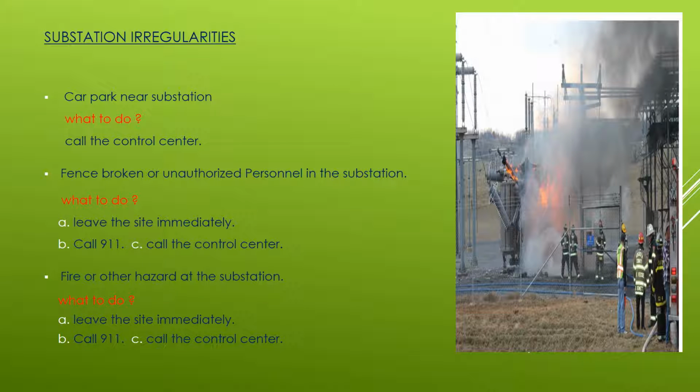Substation irregularities. If you see a car parked near a substation, and no car should be parked there because it's private property that belongs to the substation, you should call the control center, provide them the information, and see what they tell you to do. Many times it's just a person who is parking and doesn't know it's private property, but you want to make sure that it's not a suspicious car.